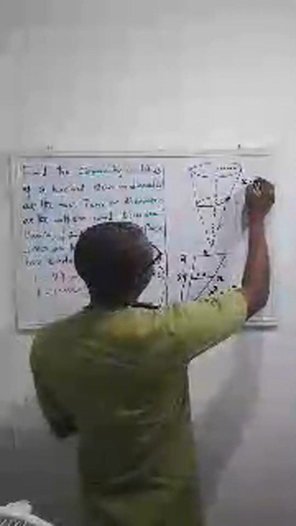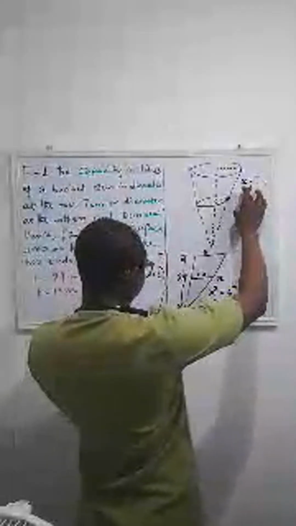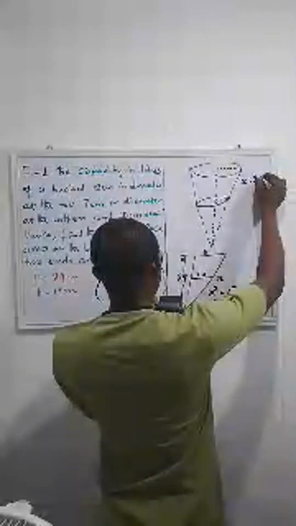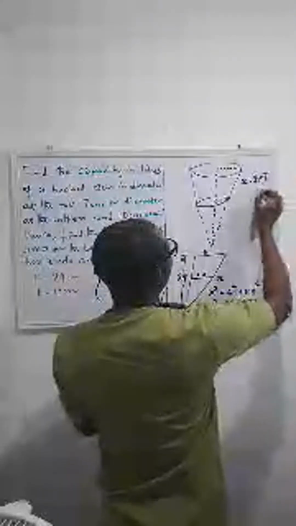So the slant length x for the bigger one is 24.7. Okay, so now let us look for the second one.